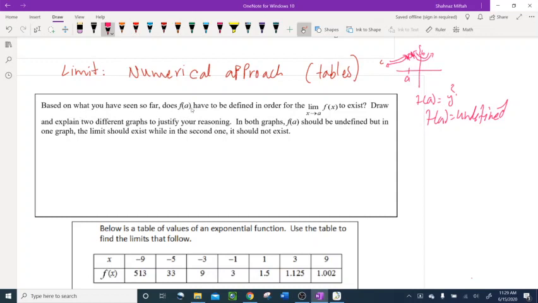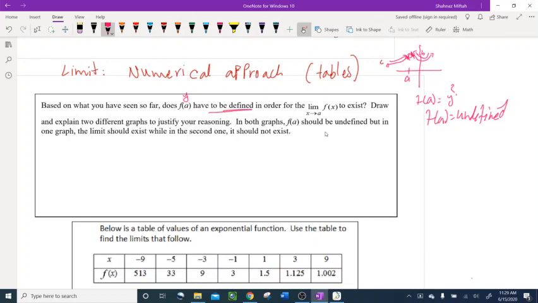Based on what you have seen so far, does f of a have to be defined? No. For example, this is f of a, it's not defined, it's a hole. f of a means a y value. In order for the limit as x approaches a of f of x to exist, f of a does not have to be defined. Draw and explain two different graphs to justify your reasoning.